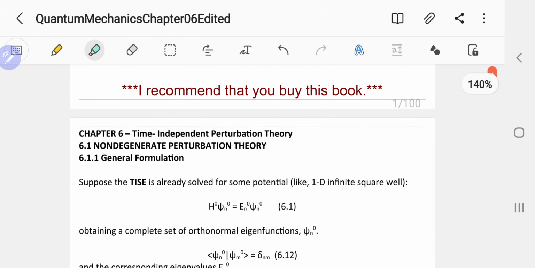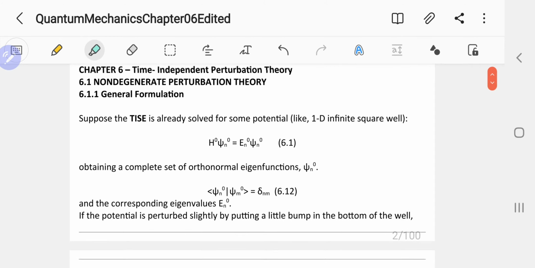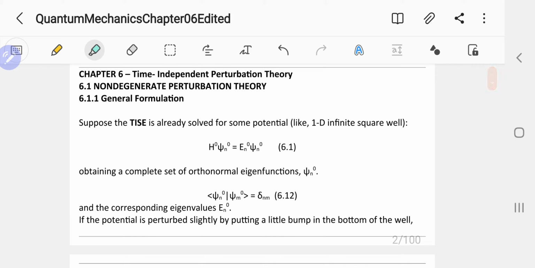So to start with, this chapter, by the way, is time-independent perturbation theory, and we start with non-degenerate perturbation theory. Now consider a system, say for example the one-dimensional infinite square well. We know the Hamiltonian of that infinite square well, and we also know its energies. They are given by the time-independent Schrödinger equation.